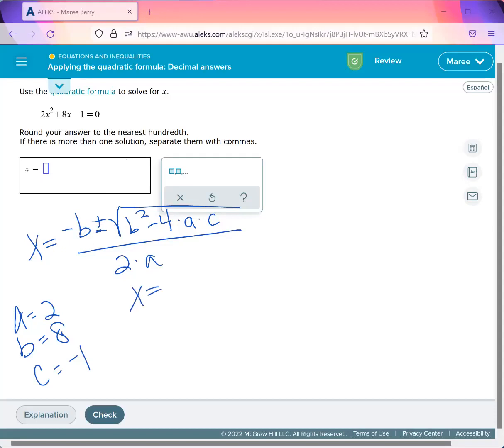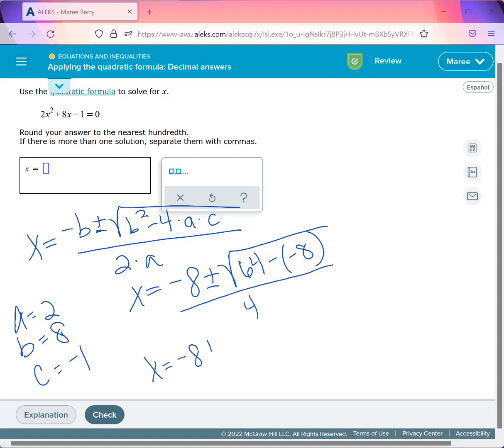We have negative 8 plus or minus the square root of 8 squared, which is 64, minus 4 times 2 is 8, times negative 1 is negative 8, all over 2 times 2, which is 4. Now 64 plus 8 is going to be 72. So x equals negative 8 plus or minus the square root of 72, all divided by 4.